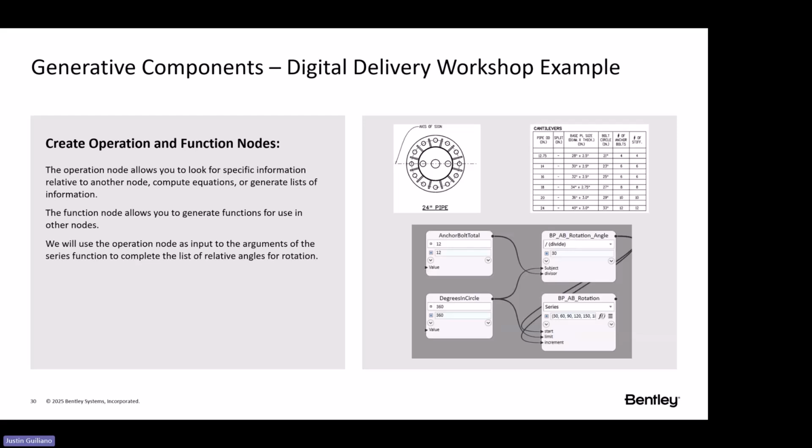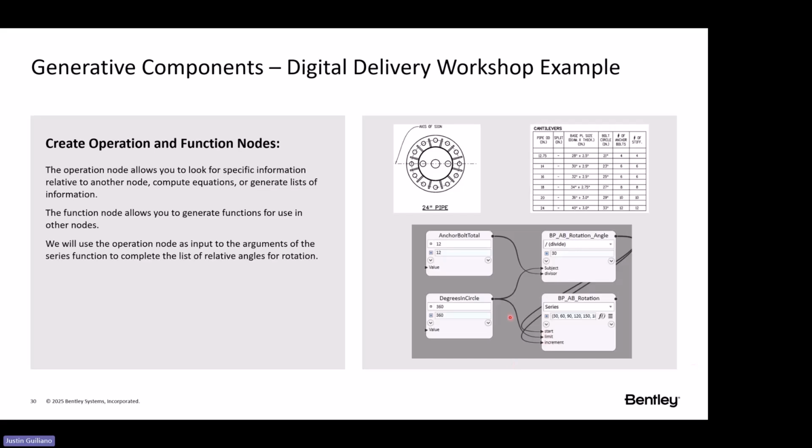In our example, the function we're going to use is a series function. We're going to use that to determine the rotation angle of each one of those bolts relative to our base plate. So we're going to take the output of our operation node and use that as the start value for our function. Basically, we've identified we have a 30-degree rotation for each one of these bolts relative to the 24-inch diameter that we're using, and we're going to connect that up to our start.